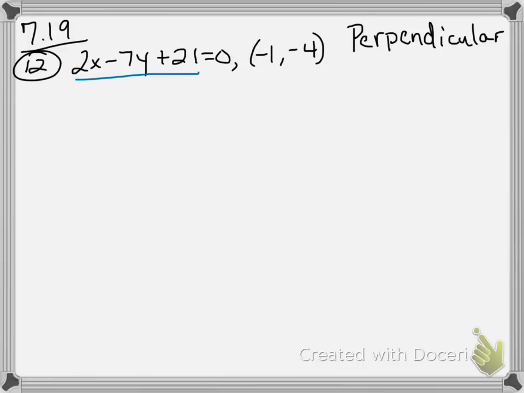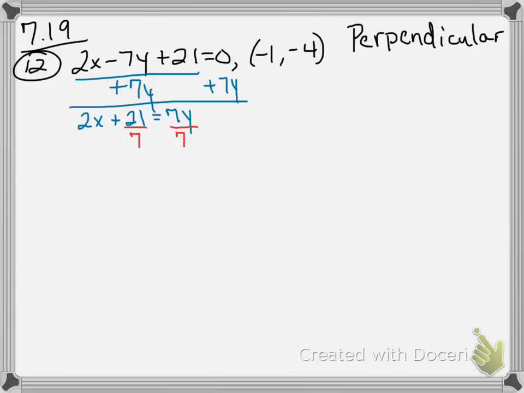Alright, so what I'm going to do is solve this equation for y, and when I do that I'm going to add 7y to both sides. That will give me 2x plus 21 equals 7y. Then I'm going to divide everything by 7, and I'm just going to flip this around so that I have y out front. y is equal to 2/7 x plus 3.